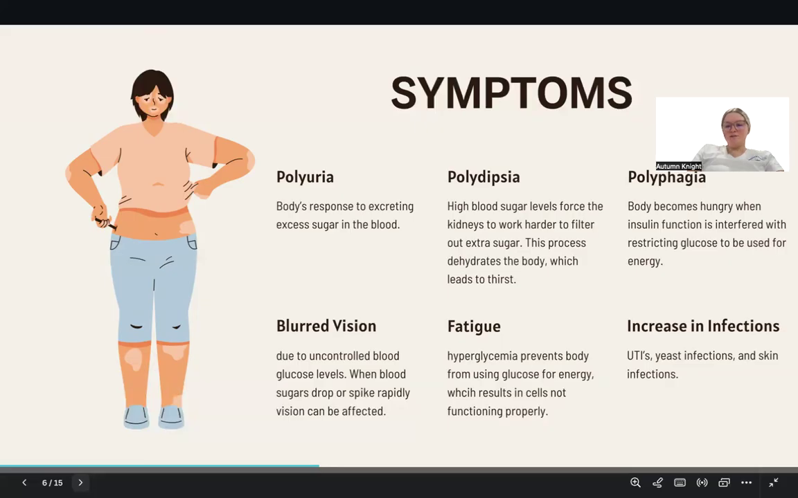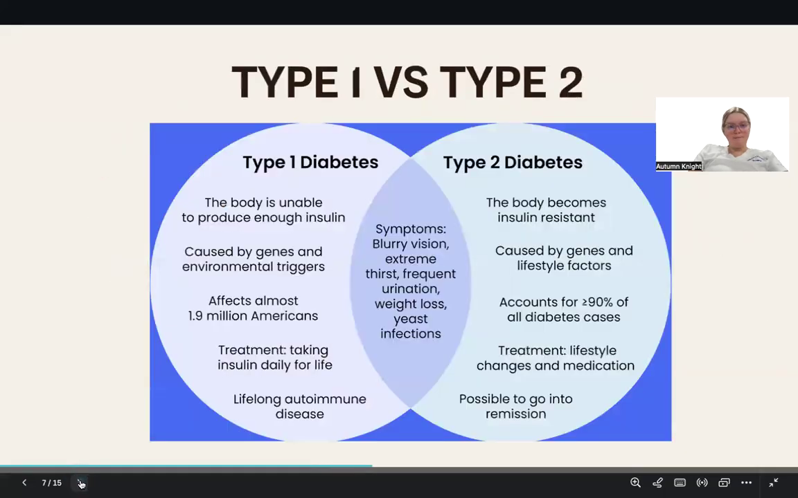You can also have fatigue, which is when hyperglycemia prevents the body from using the glucose for energy, which results in the cells not functioning properly. And then lastly, you also have an increase in infections. So if you're noticing more UTIs, yeast infections, or skin infections, then this could be an indicator for diabetes.